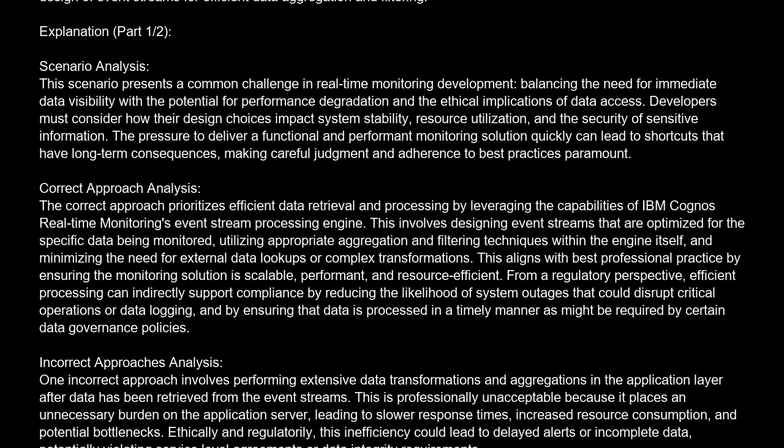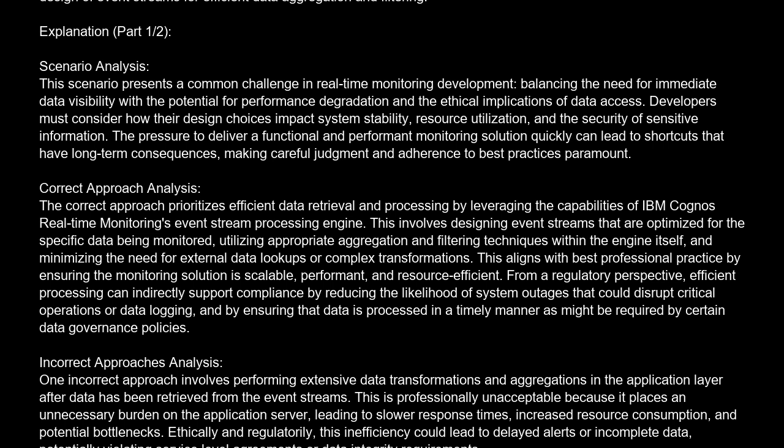From a regulatory perspective, efficient processing can indirectly support compliance by reducing the likelihood of system outages that could disrupt critical operations or data logging, and by ensuring that data is processed in a timely manner as might be required by certain data governance policies.